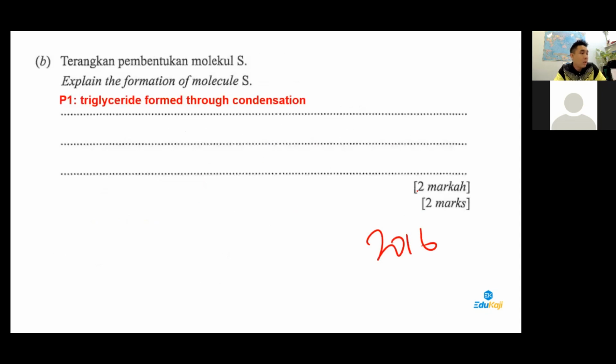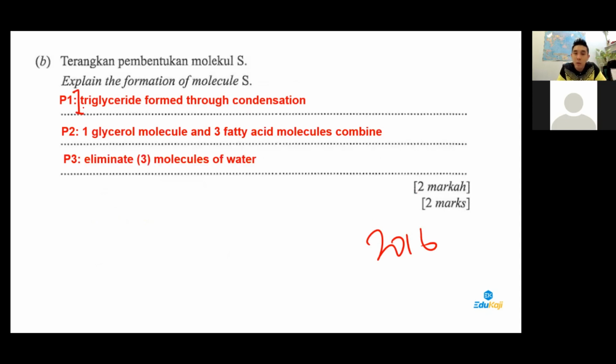Okay, so you can say 1 triglyceride is formed, whereby 1 glycerol and 3 fatty acids will combine, and 3 water molecules are produced or eliminated also can. Okay, any two, guys, any two.